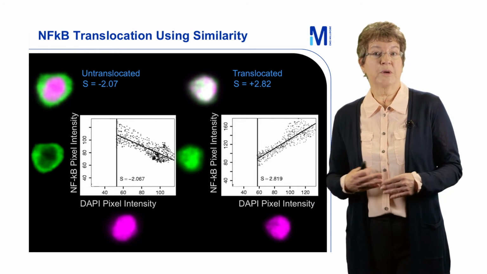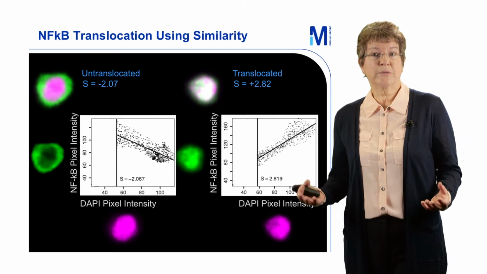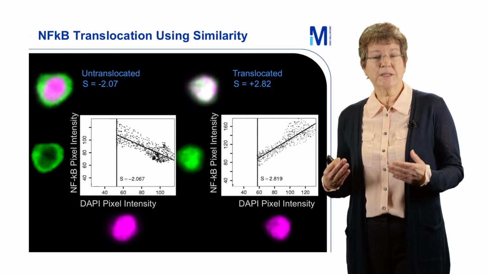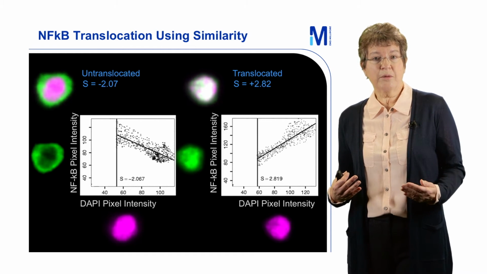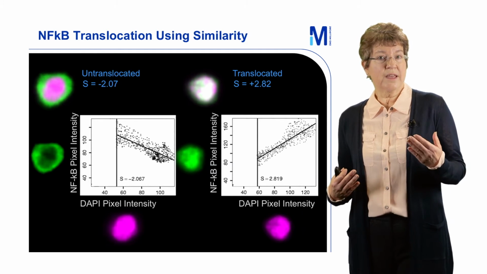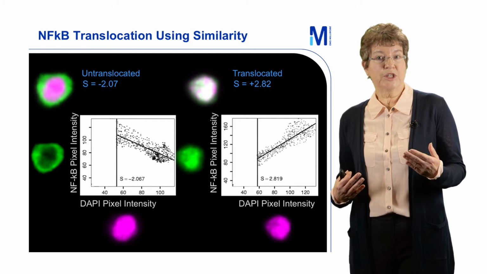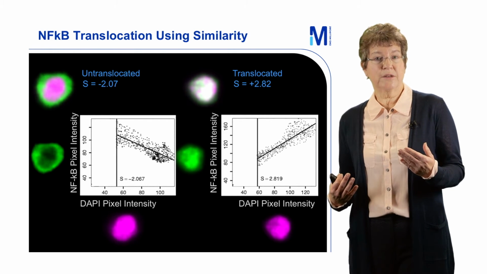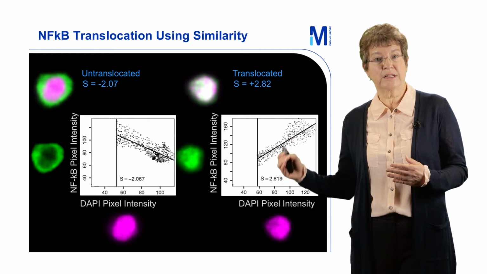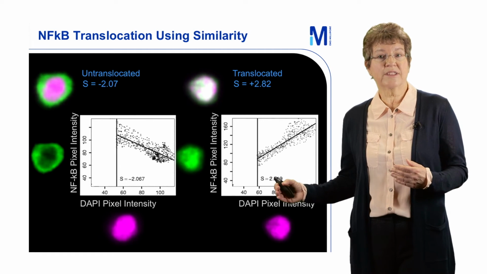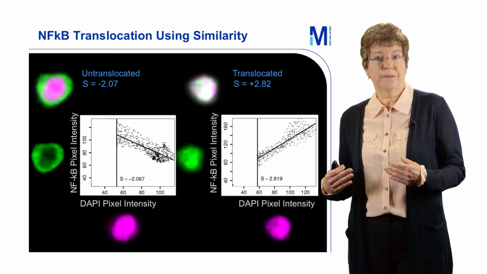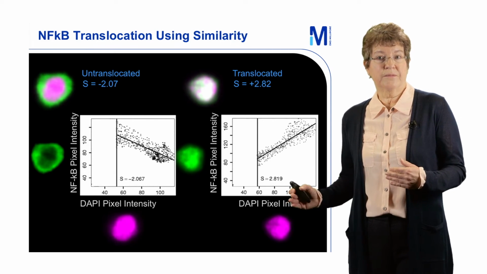The way this is calculated, we use a feature called Similarity. Similarity is the Pearson's correlation coefficient for the pixel by pixel location of the NFkB staining and the DAPI staining. So on the cell on the left, if you take the NFkB intensity for each pixel versus the DAPI intensity for each pixel, you can see that as the DAPI intensity gets high, the NFkB intensity is getting low. Therefore, we have a negative slope. We have a negative correlation. There's a very low similarity score. The R value is the fit to that line.